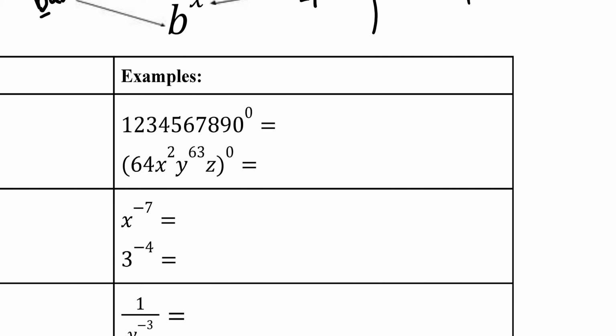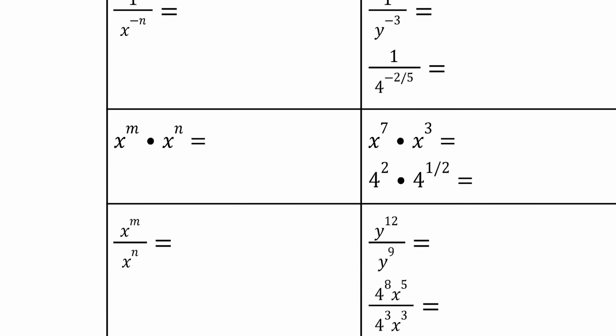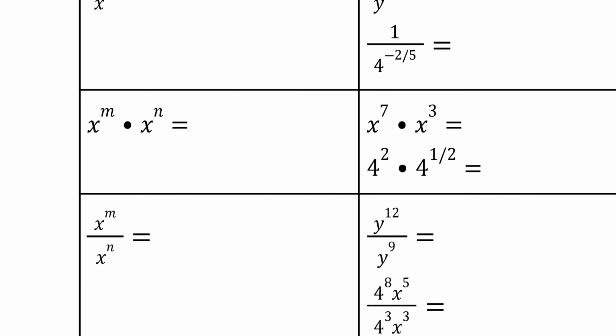Now, there's a few different properties here that we're going to go over. I'm going to start down here in the middle, x to the m times x to the n. That comes out to be x to the m plus n.